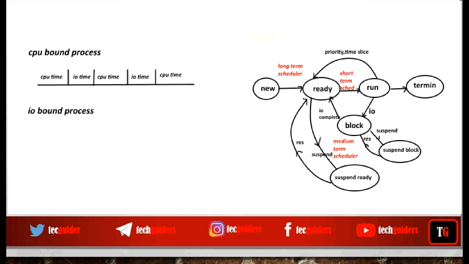Then the short-term scheduler or CPU scheduler is associated with a separate module called dispatcher. Dispatcher is the module responsible for context switching. The short-term scheduler just selects which process is to be executed next. Now the context has to be switched to that process. That context switching is done by a separate module called dispatcher.